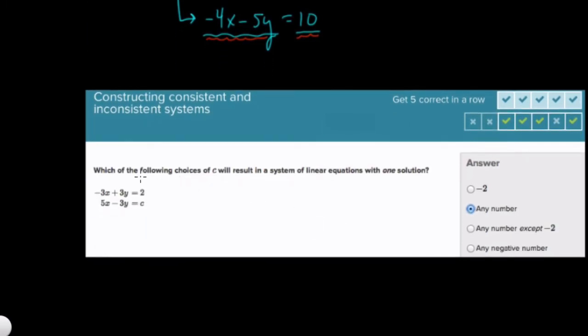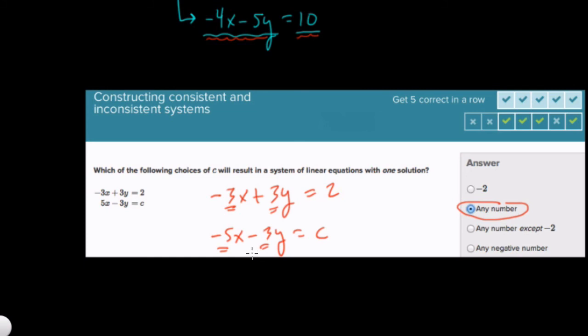So here, which of the following choices of c will result in a system of linear equations with one solution? Well, here, the answer is any number. And that's just because if you think about what's happening, in the first equation, we have negative 3x plus 3y equals 2. In the second, we have negative 5x minus 3y equals c. Because there's no single number that can multiply negative 3 by to get negative 5 and 3 to get negative 3, because it doesn't exist.